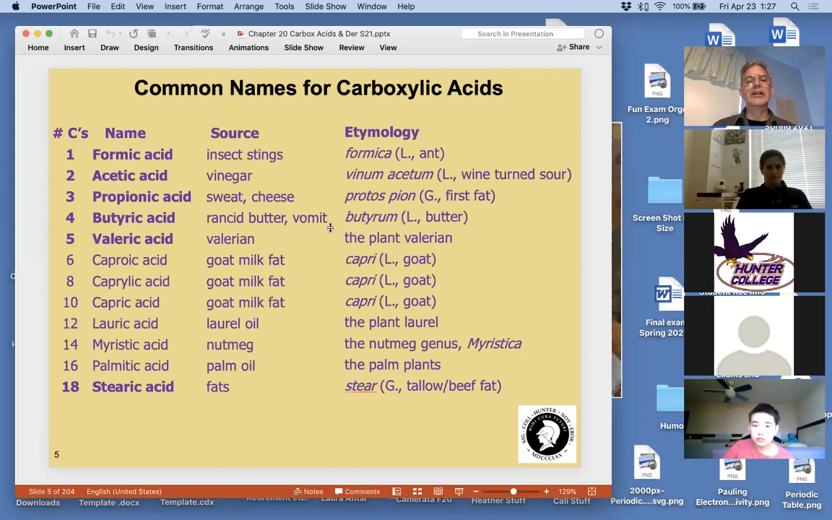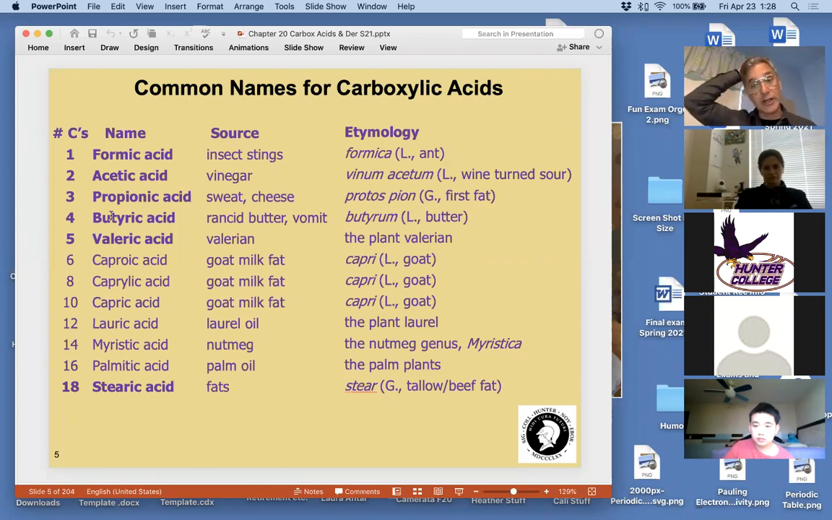And it comes from the valerian plant. If you know what that is, maybe you can tell me. And those are the five that I usually require students to memorize, of course, for open book, but they're worth knowing, especially the first four. Valeric acid is not used as commonly, but from butyric on up, the first four are used widely.